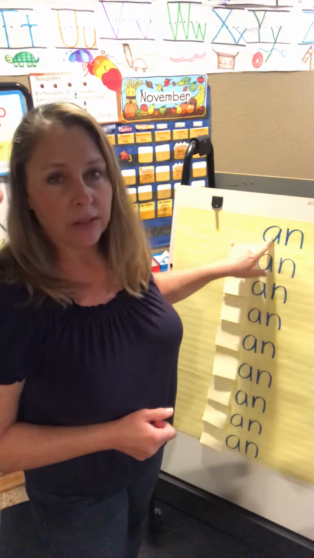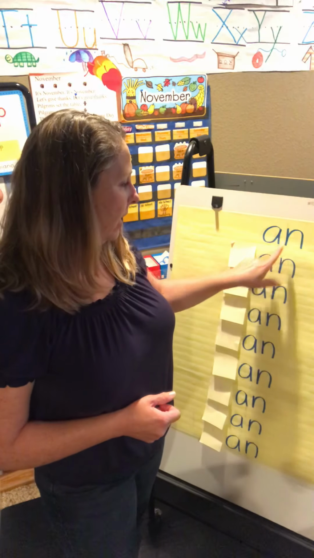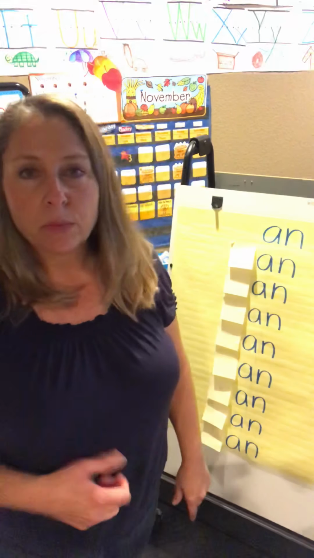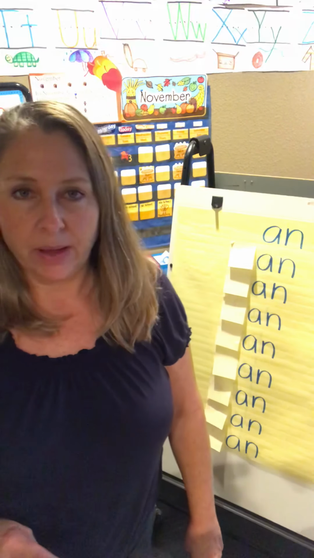I want you to notice that all these words that I'm going to show you have an, an, an, an, all the way down. All these words have an at the end, which says an. So this is the an word family.